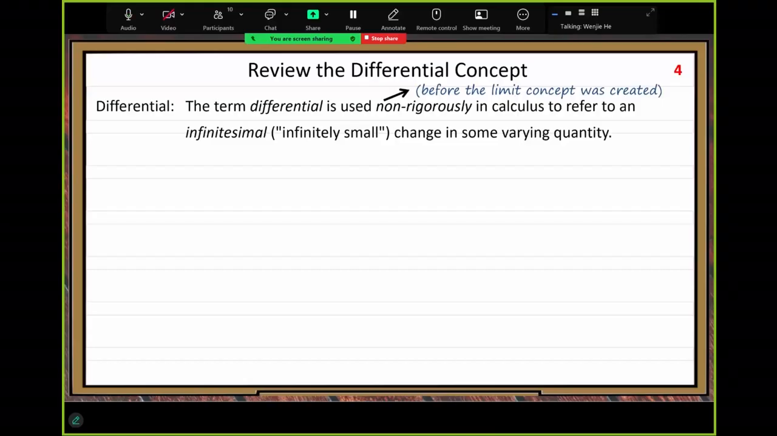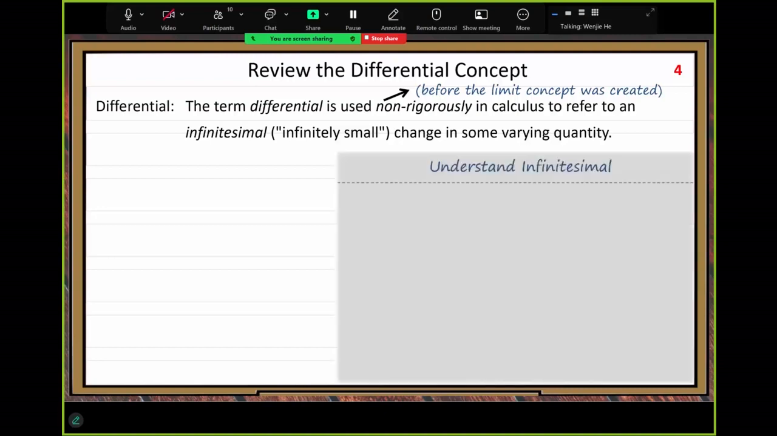Is it a number? Because infinitely small, can you treat that as a number? You cannot, right? When people talk about some quantity being infinitely small, is that quantity a number? If it's a number, it cannot change. It must be fixed. A number must be fixed. So many mathematicians rejected this concept, because they felt it was not rigorous.